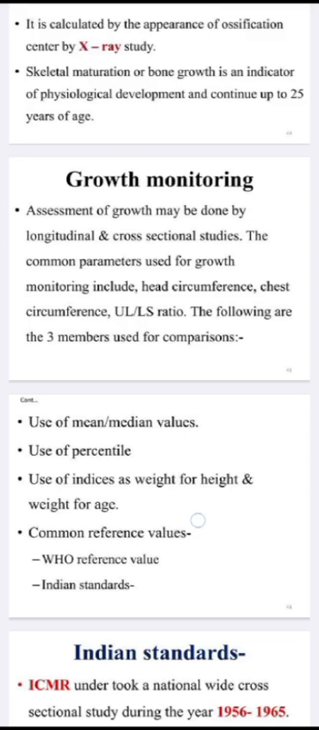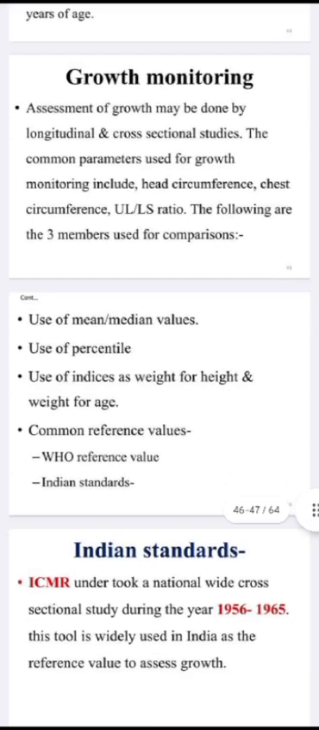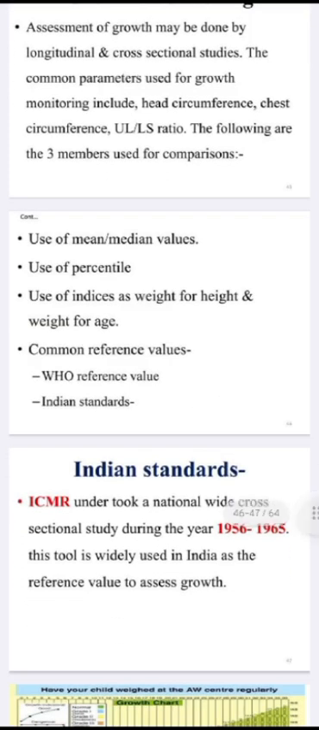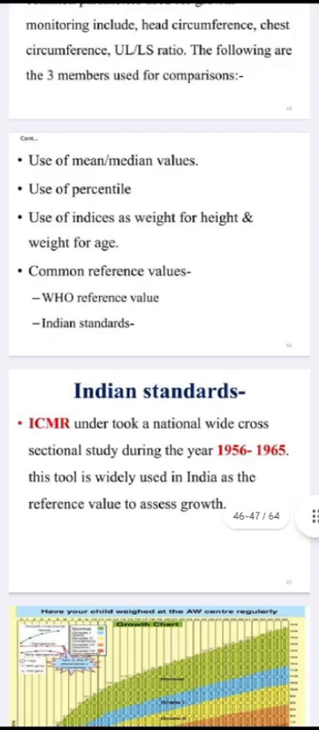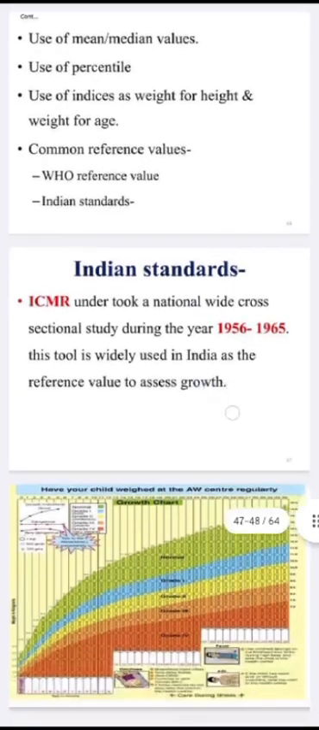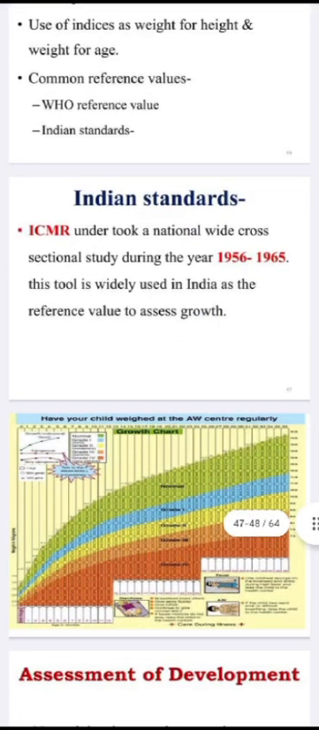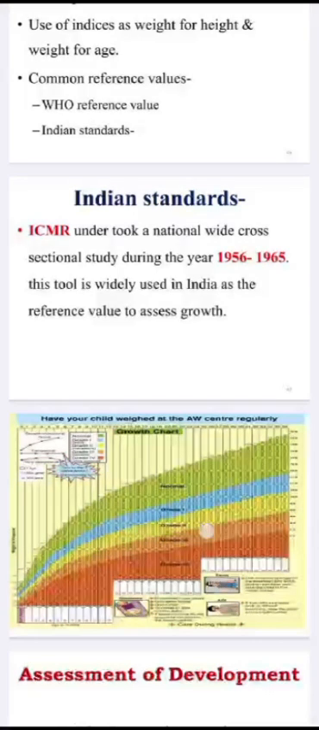growth monitoring include head circumference, chest circumference, and the upper limb to lower limb ratio. The following are the three methods used for comparison: use of median, mode, percentile, and use of indices, and weight and height, and common references: WHO references and Indian standards.